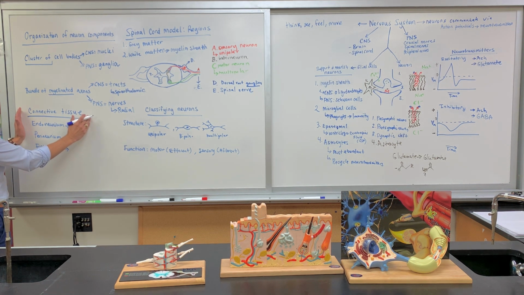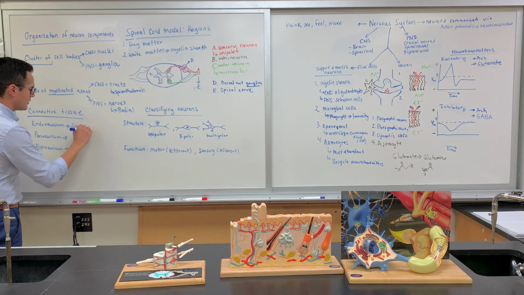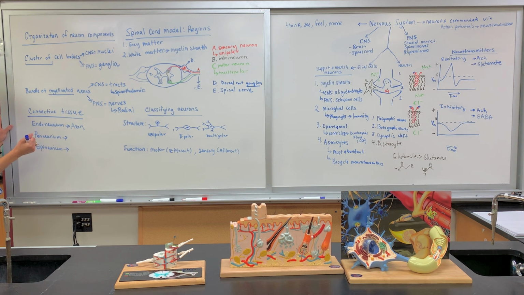Last topic is the connective tissue. I've already mentioned that the myelin sheath is what wraps around the axon. Well, along with that wrapping of the myelin sheath, there's also another layer around a single axon, which is known as the endoneurium. This should sound familiar from when we talked about the endomysium. The endoneurium is what covers the axon that's over the myelin sheath.